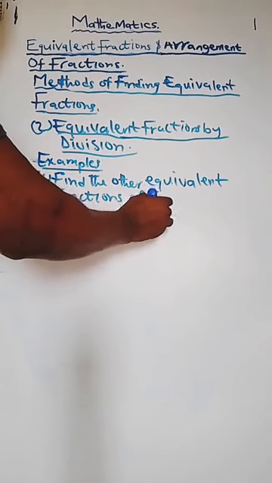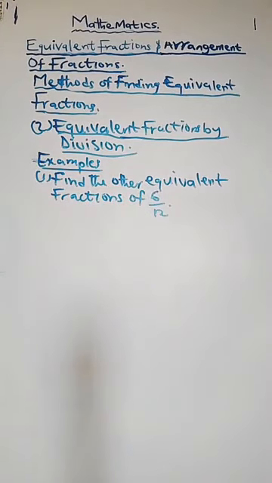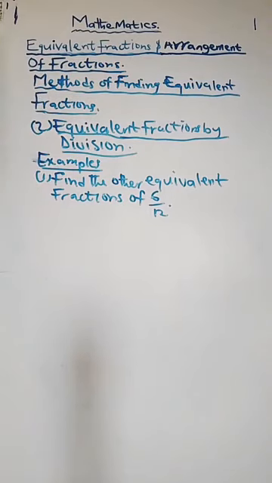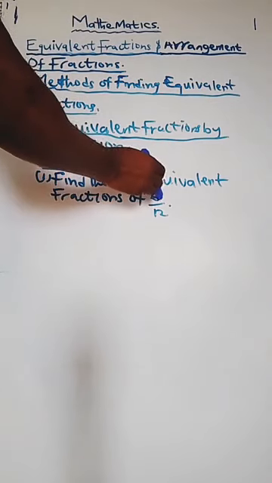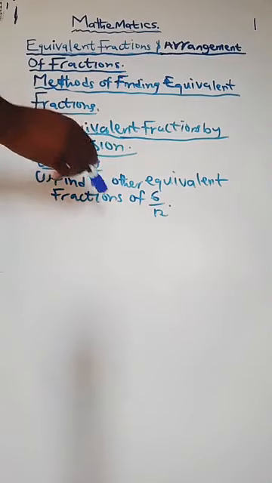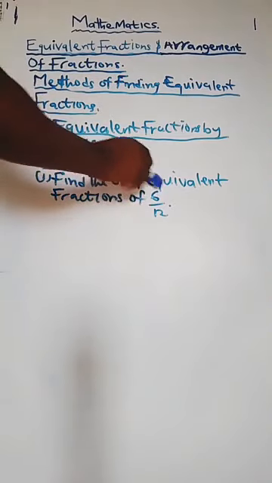6/12. Now, in equivalent fractions by multiplication, I said we're going to get larger equivalent fractions because the value will keep on increasing. But in equivalent fractions by division, we are going to be getting smaller and smaller equivalent fractions because we divide the numerator by a number and use that same number to divide the denominator. So we want to look at all the equivalent fractions in 6/12.